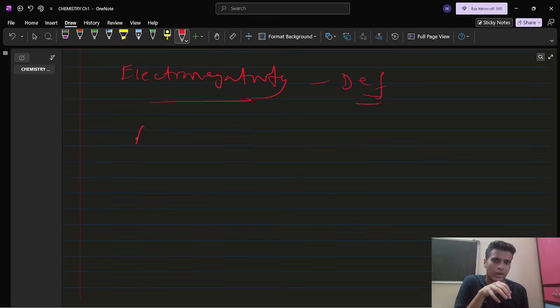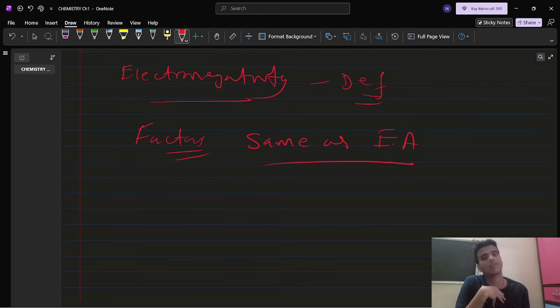Factors affecting same as electron affinity. This is, I'm not saying, even the textbook says the same as electron affinity. Which were those? atomic radius अगर ज्यादा है इलेक्ट्रॉन अफिनिटी कम होगा, इलेक्ट्रोनेगेटिविटी भी कम होगा. न्यूक्लियर चार्ज अगर ज्यादा है, इलेक्ट्रॉन अफिनिटी ज्यादा होगा, इलेक्ट्रोनेगेटिविटी भी ज्यादा होगा.